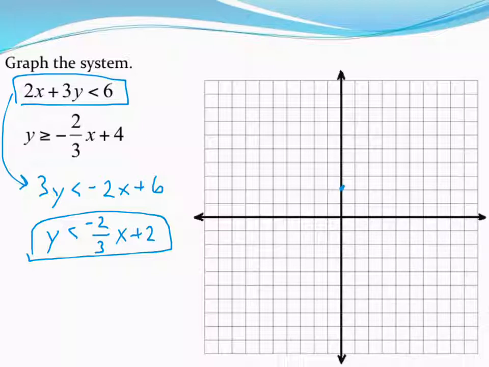My y-intercept is 2. And my slope is negative 2/3, so down 2 and backwards 3, and down 2 and backwards 3. Do that as many times as you need to see that line. Pay attention to solid or dashed. This will be another dashed line because I'm not allowed to be equal to it. So draw that dashed line in.